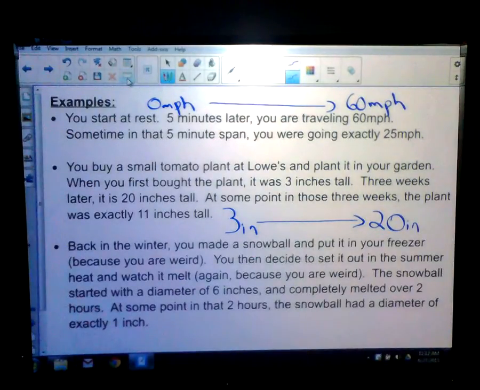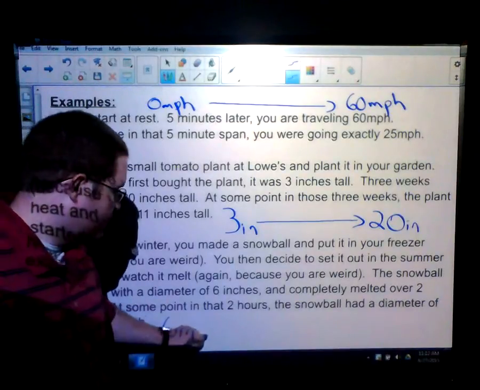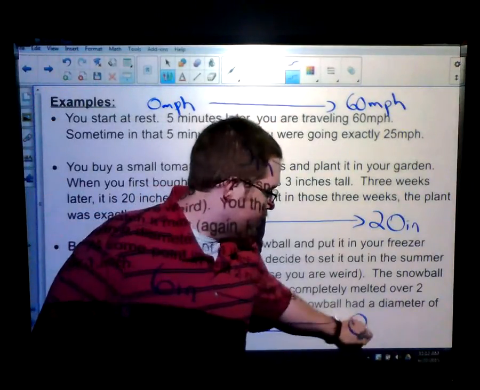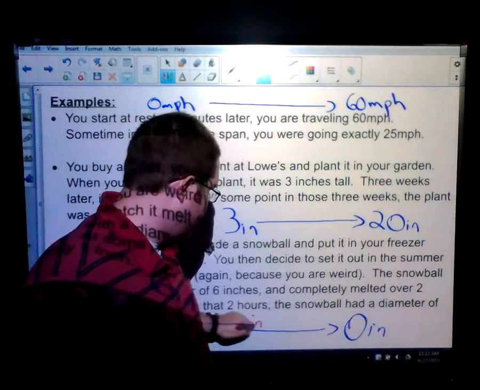Back in the winter, you made a snowball and put it in your freezer because you are weird. You then decided to set it out in the summer heat and watch it melt again because you are weird. The snowball started with a diameter of 6 inches and completely melted over 2 hours. That means at some point in the 2 hours it had to have a diameter of 1 inch. Of course, if you start at 6 inches and it completely melts down to 0 inches, at some point in time you had to be 1 inch.